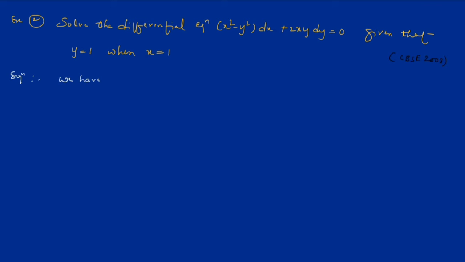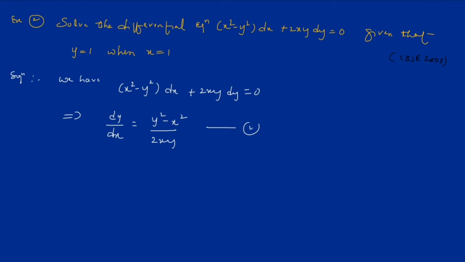So now let us consider (x² - y²) dx + 2xy dy = 0, which can be converted into standard form. It is dy/dx = (y² - x²)/2xy. Just we have converted it by multiplying by a minus sign: x² - y² becomes y² - x². Take it as equation 1. Here this is a homogeneous differential equation.